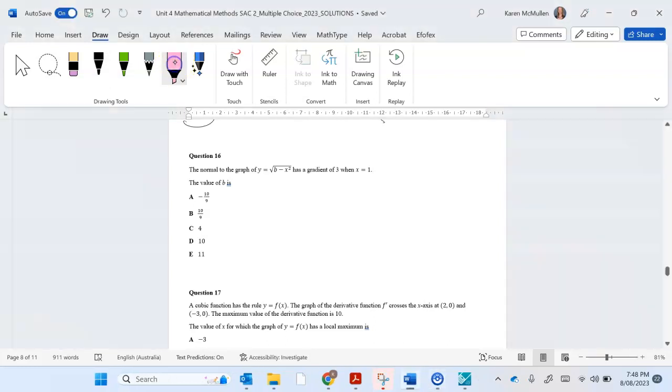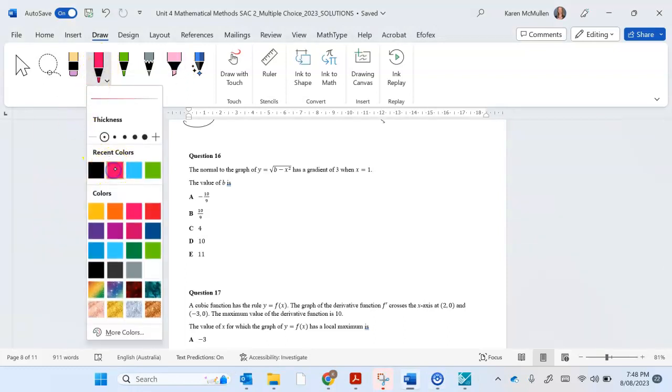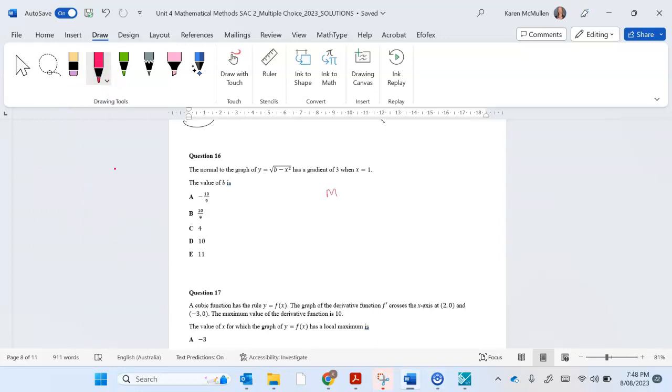All right, so your normal, remember, is related to your tangent. I'm going to just do it in pink. Your gradient of your normal is 3, so the gradient of your tangent is the negative reciprocal, so negative 1/3. So let's also do the derivative of y equals square root of b minus x squared, so y equals b minus x squared to the power of a half. I'm just thinking whether there's an easier way to do this because I haven't got any notes on this one.